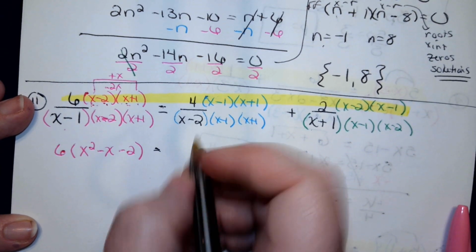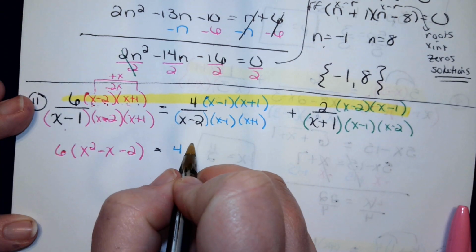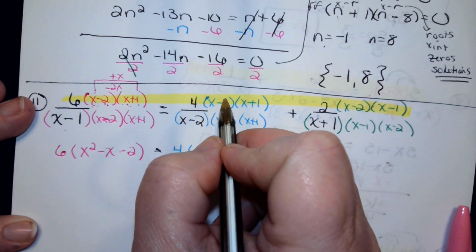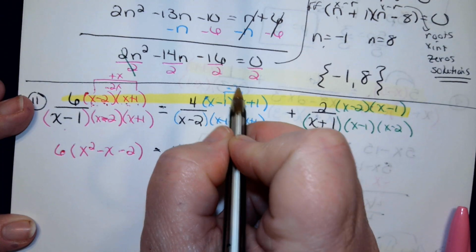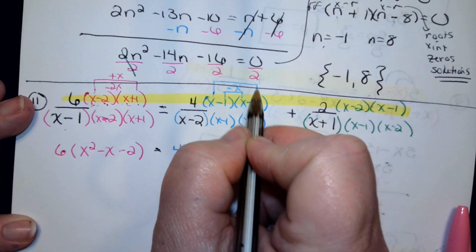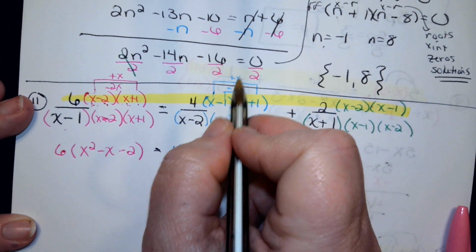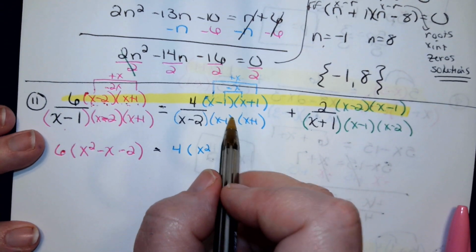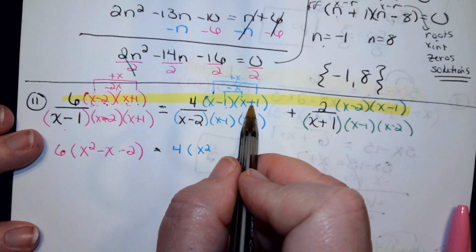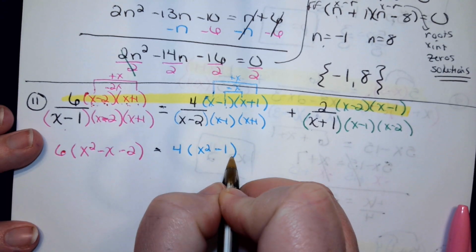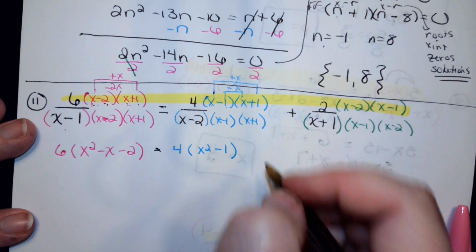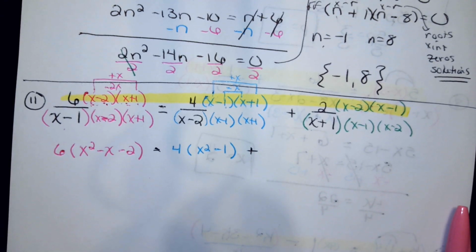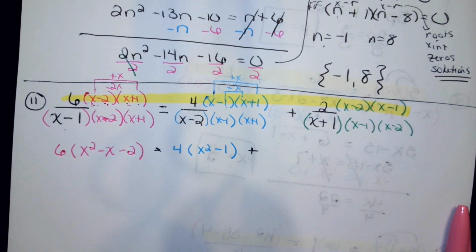All right, looking at this one right here. x times x is x squared. Negative 1 times x is negative x. x times 1 is positive x. And if you notice the x's there, they cancel. So we're left with the negative 1 times 1, which is negative 1. And I'm going a little fast, aren't I?